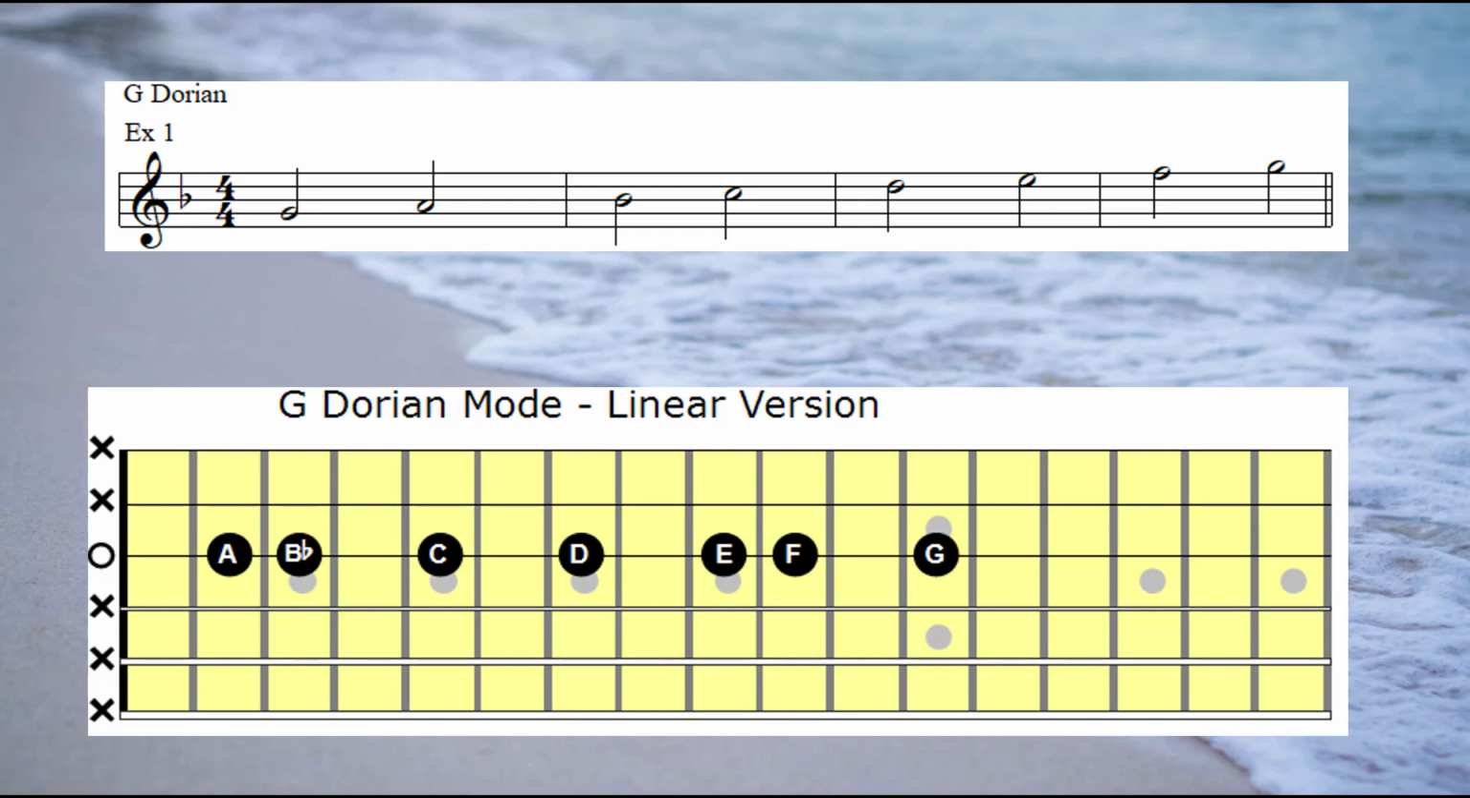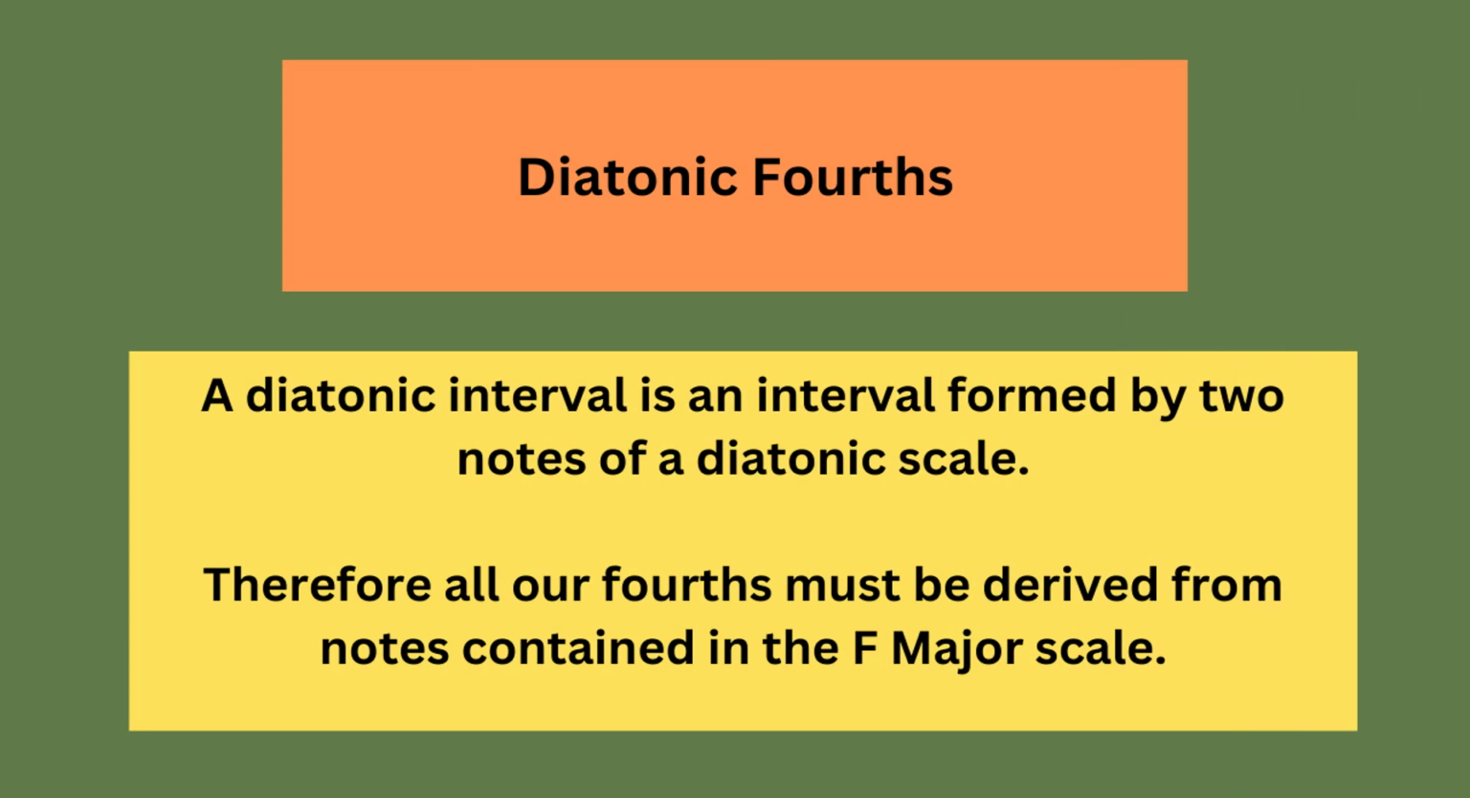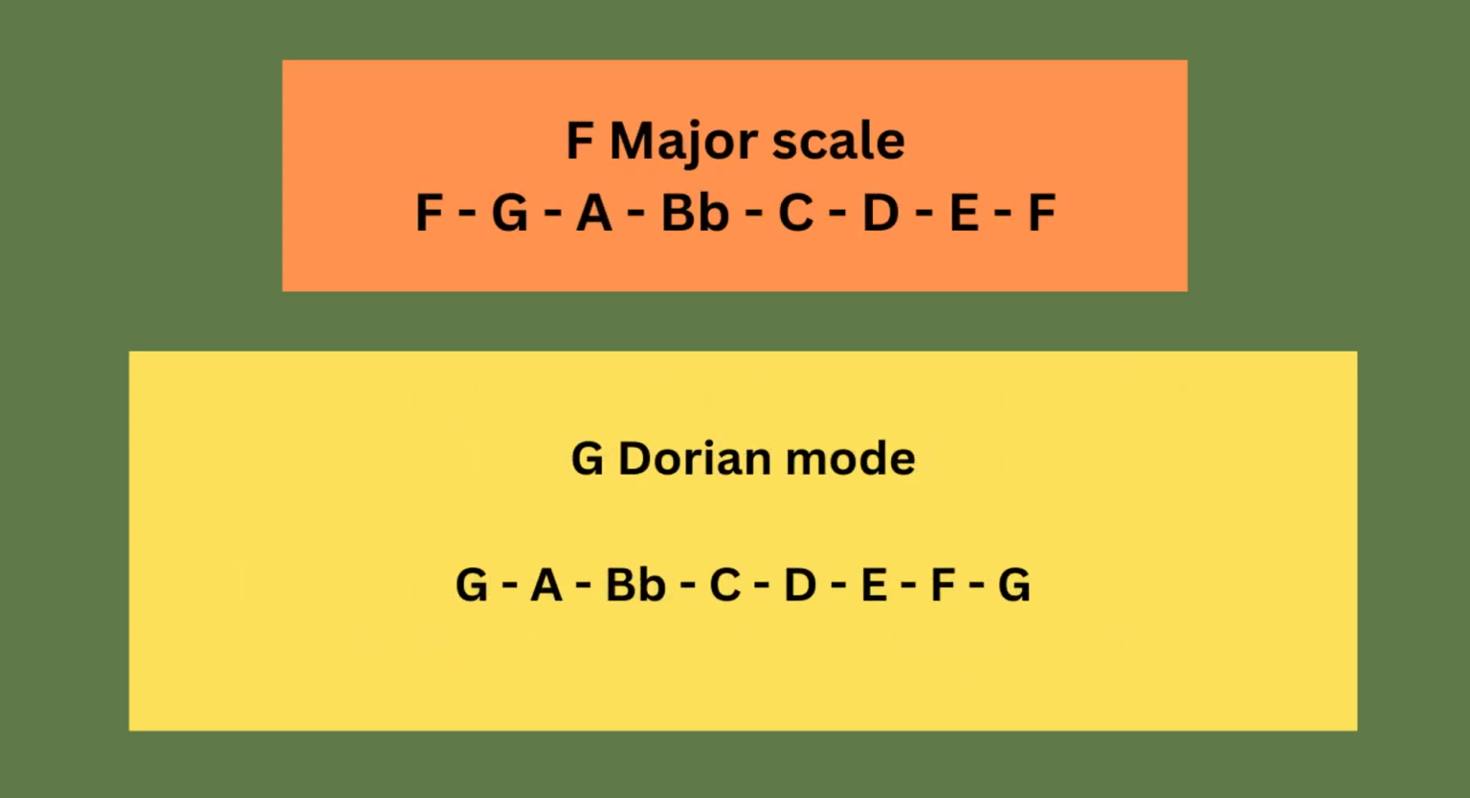Our next step is to create triads built in diatonic fourths from each note in the G Dorian mode. Now there's all different types of fourths. The real trick here is to remember that diatonic means that the notes must all be contained in that key. Therefore all the fourths that we are using to construct our triads must be derived from the key of F major.